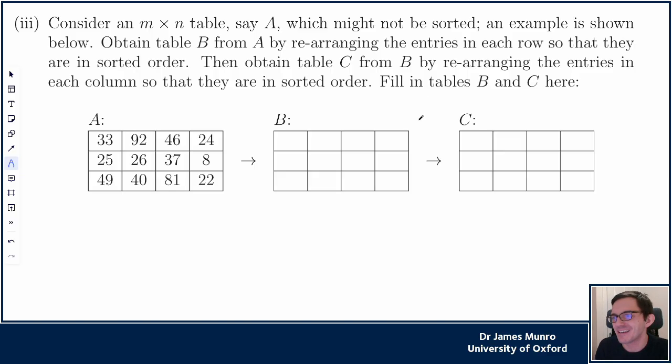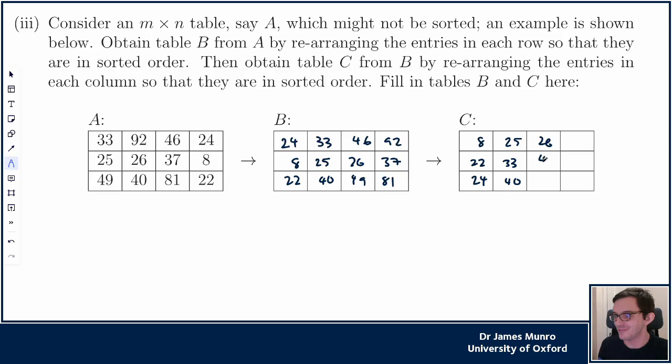Table B makes table A by rearranging the entries in each row, so I need to sort the entries in each row. Here I go: 8 is the smallest thing I can see there, then 25, then 26, then 37, and then 22, 40, 49, 81. And then table C is obtained from table B by rearranging the elements in each column: 22, 24, 25, 33, 40, 26, 46, 49, 37, 81, 92. And if I can read my own handwriting, I think I've now got table C.